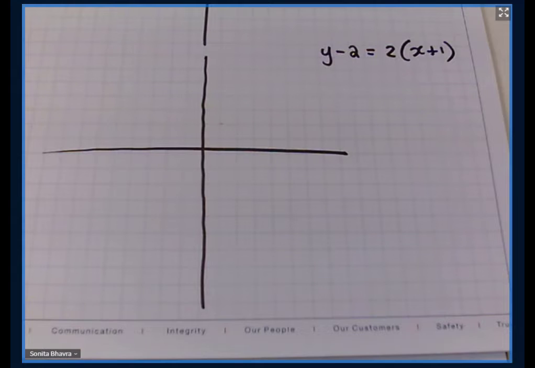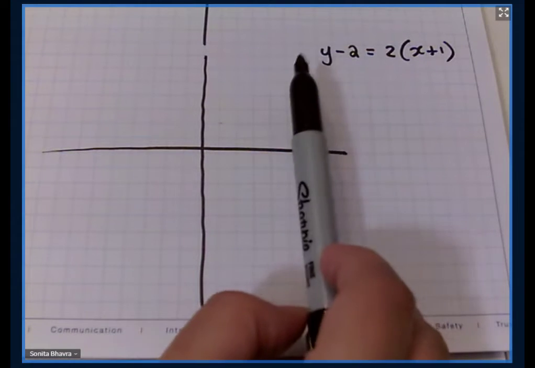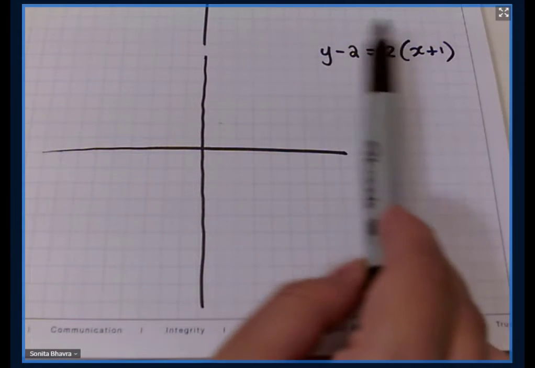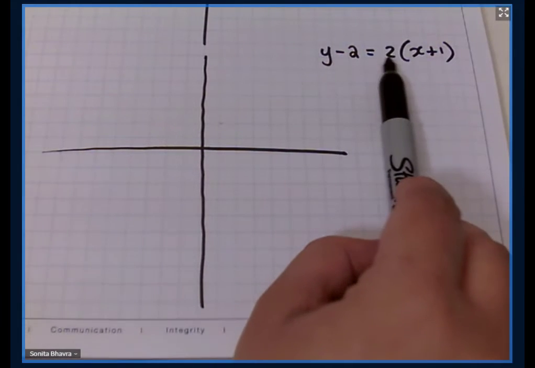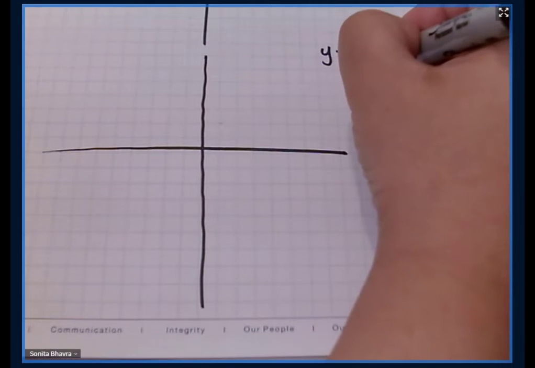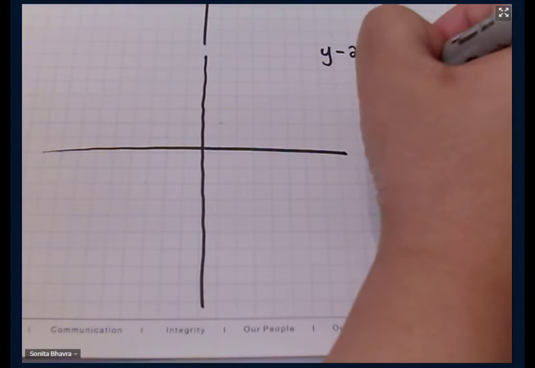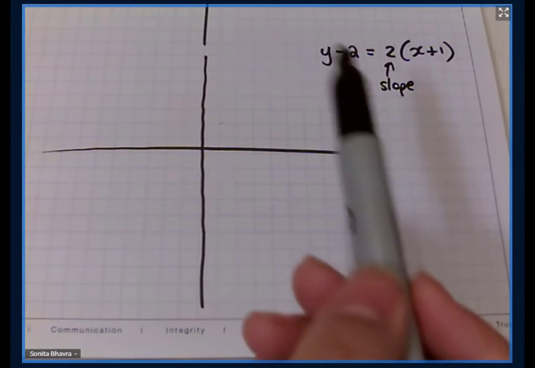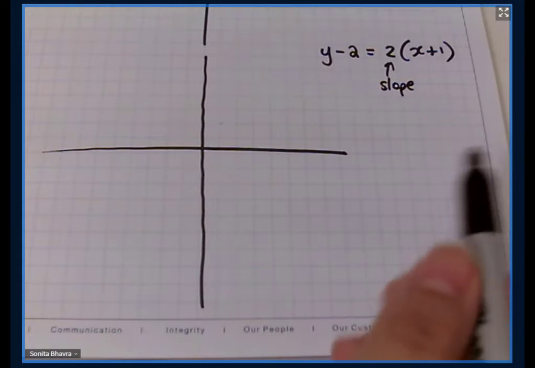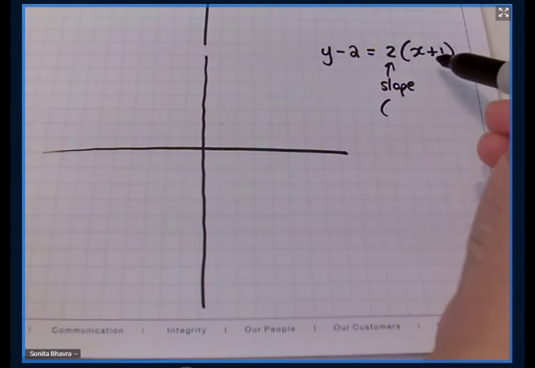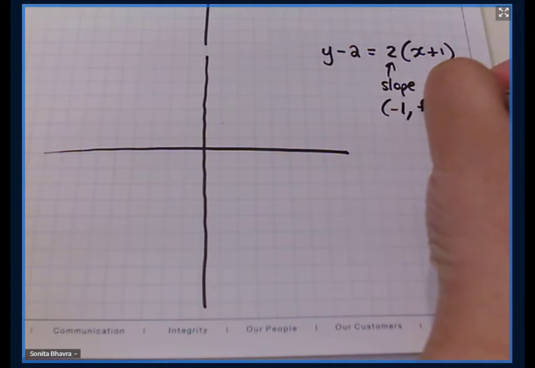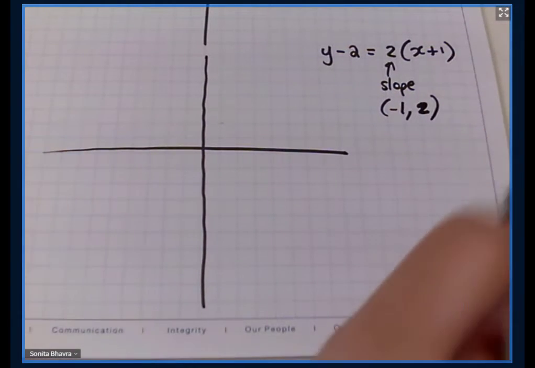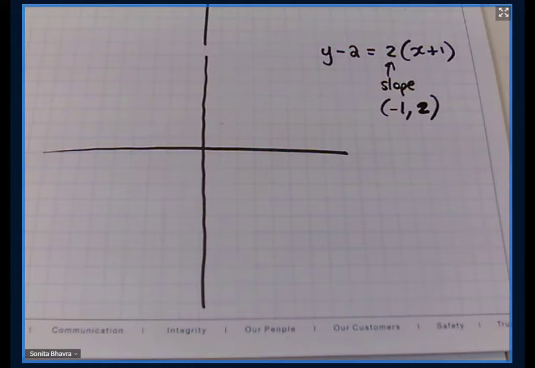All right, so next we have the equation y minus 2 equals 2x plus 1. This is the slope point form. All right, but we know here that's our slope. So 2 is our slope. And we also can figure out a point because this is the slope point form. So our x point is negative 1 and our y point is positive 2. So we have a point on there, negative 1, 2.